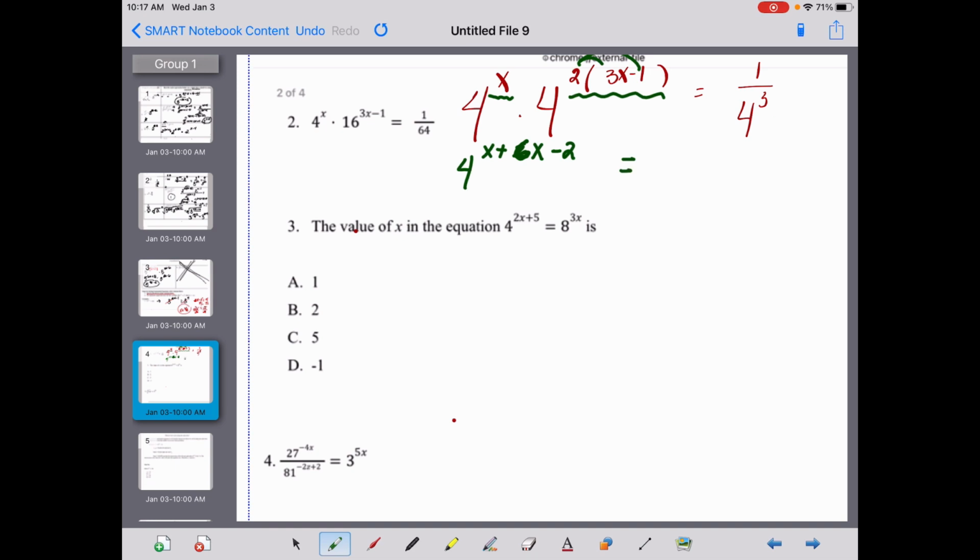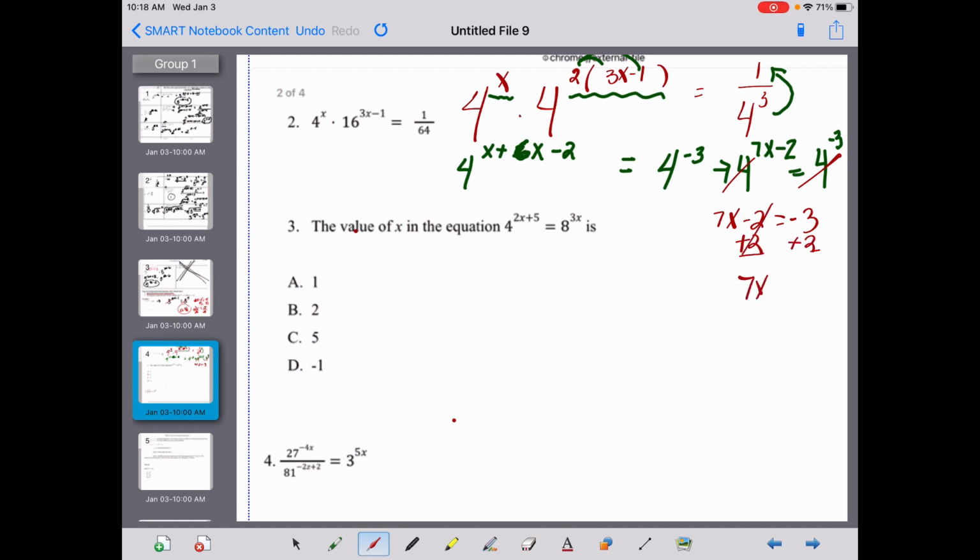And on the right, we're actually going to rewrite it so it's not a fraction anymore. And we know we can just make that power negative. And then this becomes 4 to the 7x minus 2 equals 4 to the negative 3rd. And now that you have the same base, cancel, cancel, solve a linear equation. X should equal -1/7.